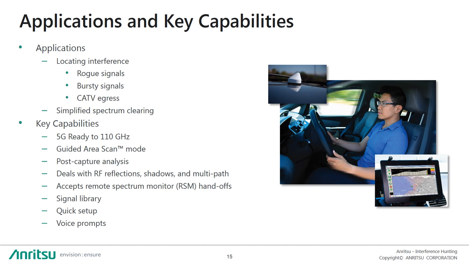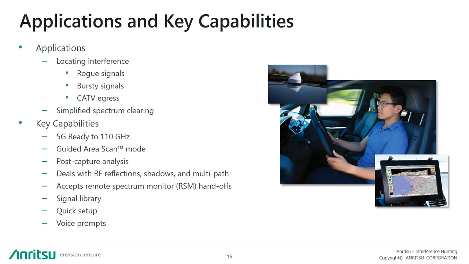The Mobile Interference Hunter is a very handy tool when it comes to hunting, for example, rogue or bursty signals. It really shines in multi-emitter scenarios, such as leaky cable TV systems. It can also be used to simplify work required to clear spectrum for new usage.